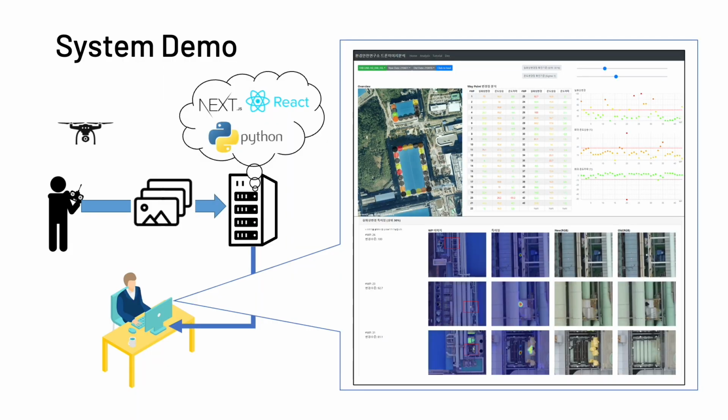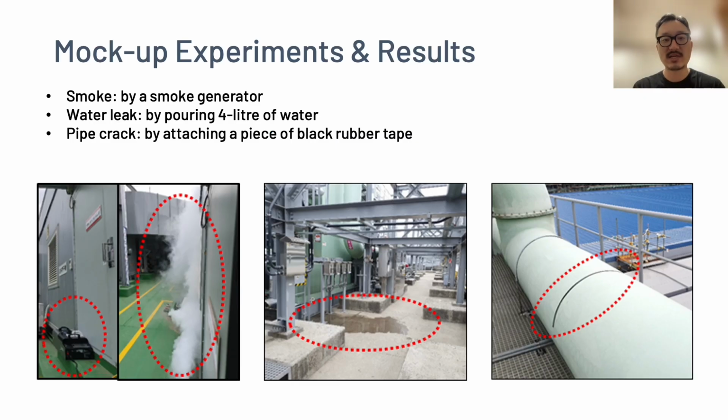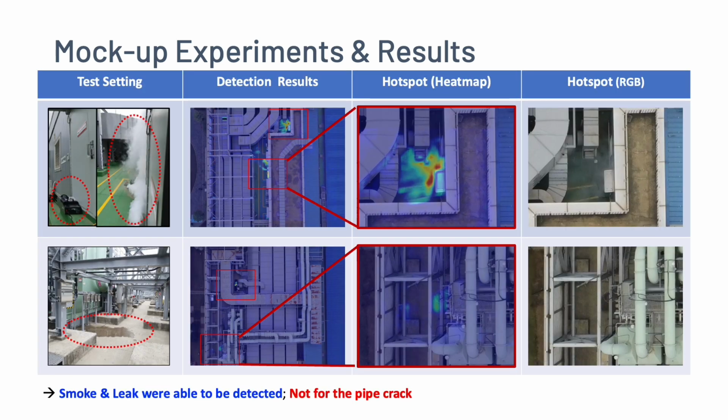We constructed a server system based on the change detection algorithm, which consists of a Python backend for the change detection and a React-based frontend for its user interface, so that every company colleague can see the change detection result on their desks. We set up mock-up experiments to evaluate the system, which include fake smoke, water leak, and a pipe crack. These three conditions are extremely important to us in terms of health and safety, as well as the operation of our facilities. Using our system, we were able to detect the smoke and the water leak successfully, as you can see in the result.